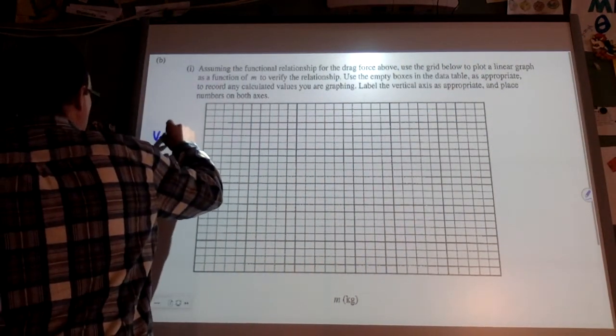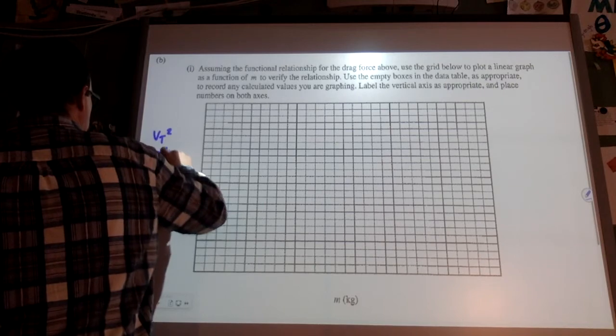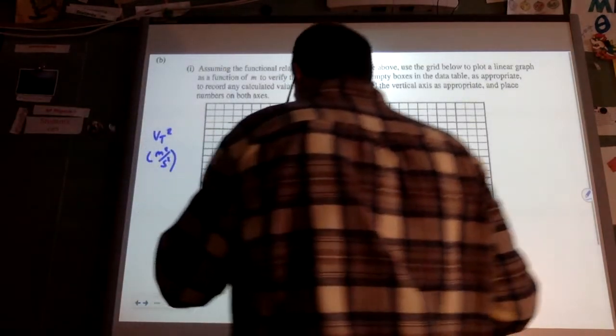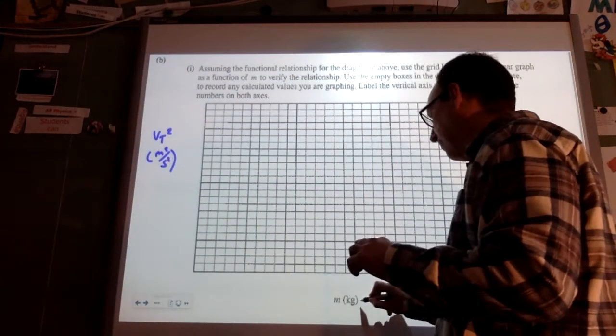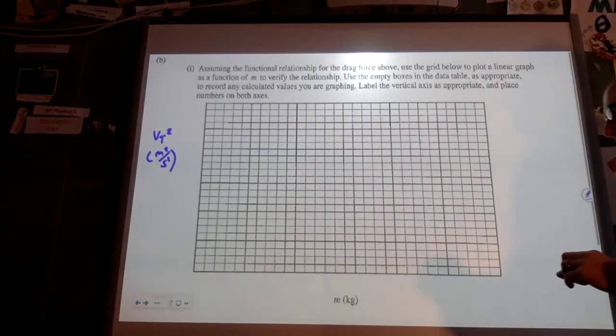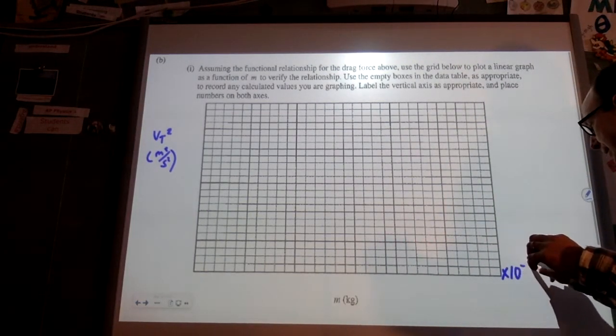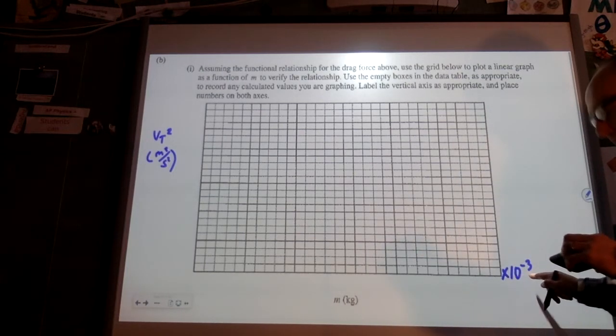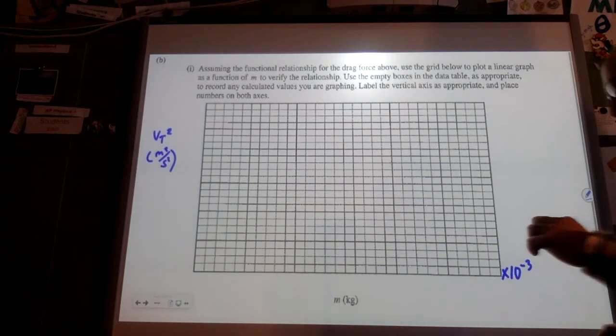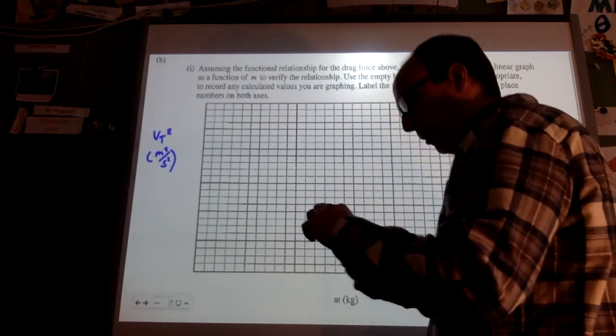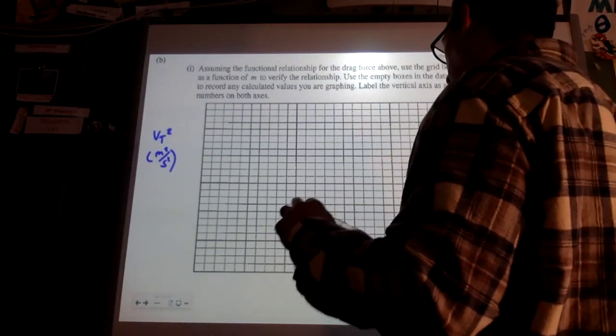All right, so I'm going to have VT squared, meter squared, second squared here, and I'm going to have m down here. Oh, they already put the m down there. And what I'm going to do with the m is I'm going to put times 10 to the negative third down here. So I only have to plot the whole numbers. And this goes up to a little bit more than 5.